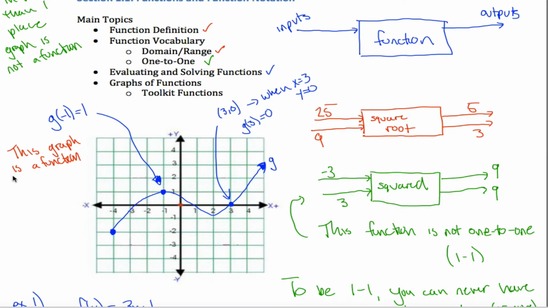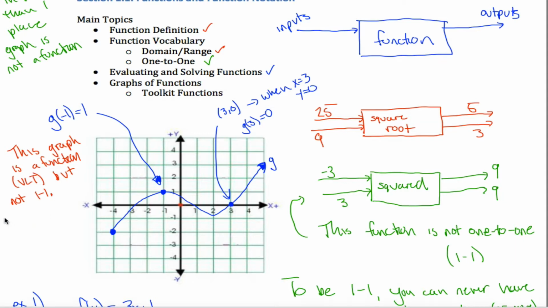And it's a function because it passes the vertical line test, but not one-to-one. And it's not one-to-one because I have the same height, the same output for 2 or more inputs. So how could you test that more generally?